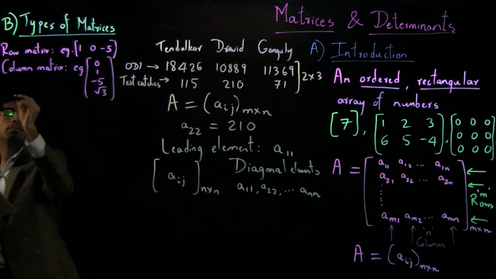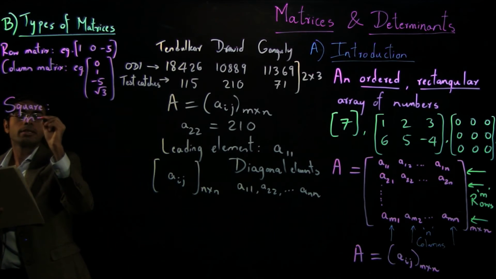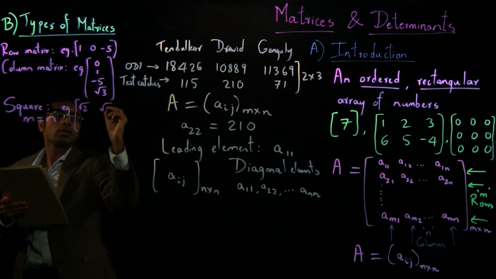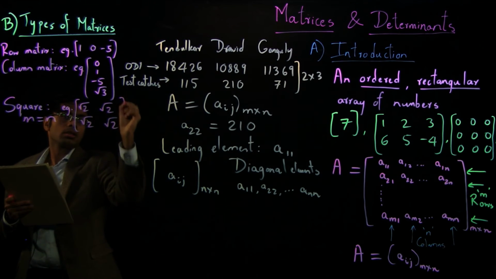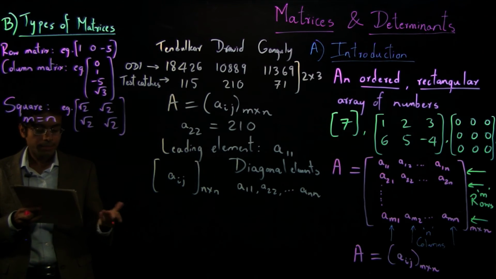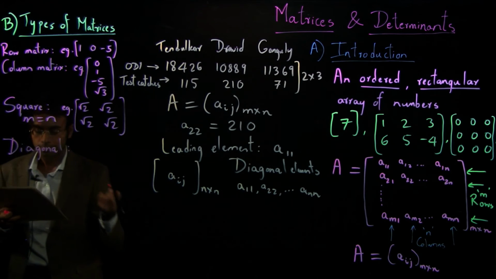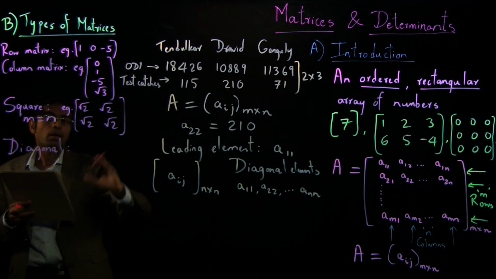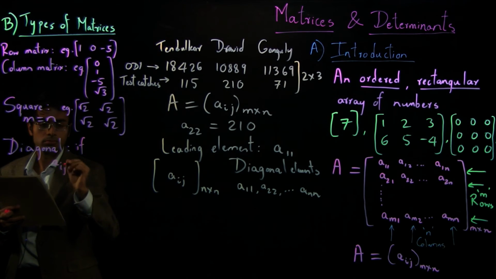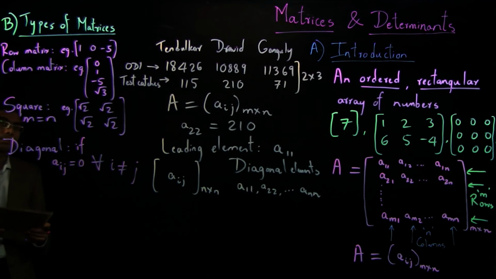Then a square matrix, as we mentioned before, if m equals n, then it is a square matrix. So for example, you can have, this is a square matrix. Diagonal matrix, if all the non-diagonal terms are 0. So if aij equals 0 for all i not equal to j, it's a diagonal matrix.